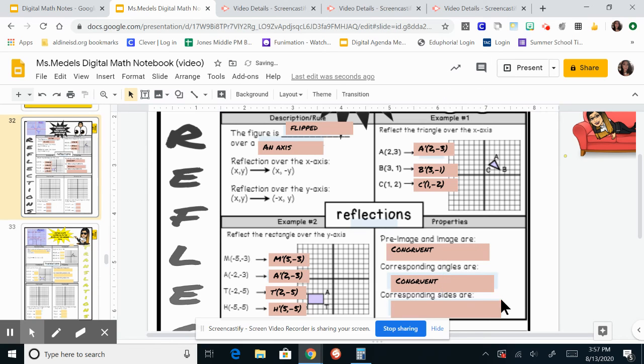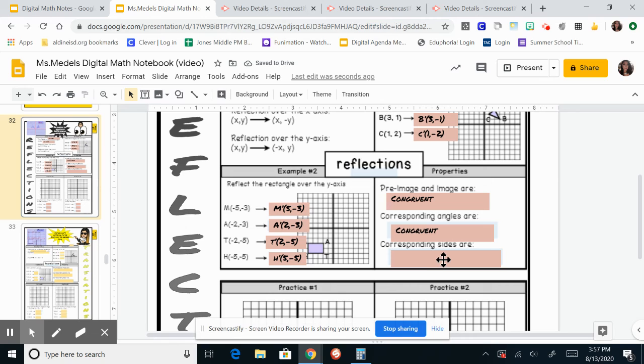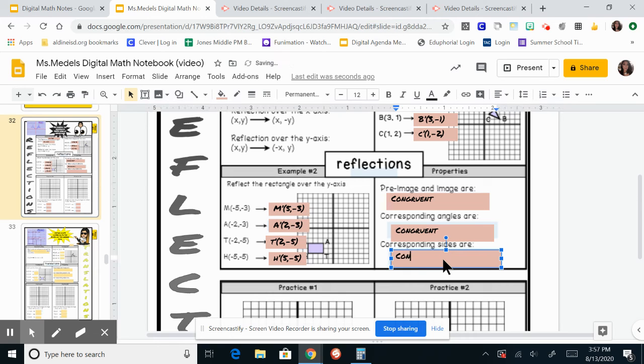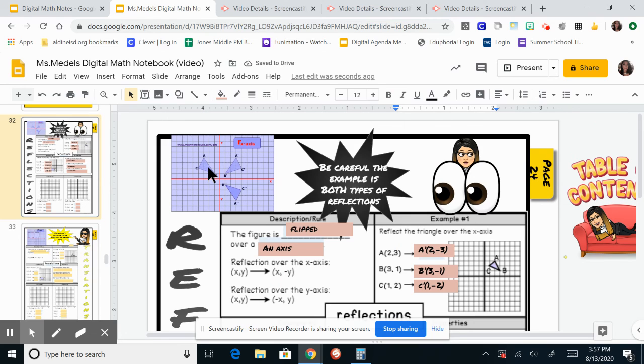Okay, and my corresponding sides are going to be congruent as well, because I am not changing the size or the shape. It's the exact same figure. All I'm doing is just flipping it. Okay. It's like when you see your reflection in the mirror, you don't get skinnier, you don't get thicker. If you look into the reflection, that is just you. It is just your reflection.